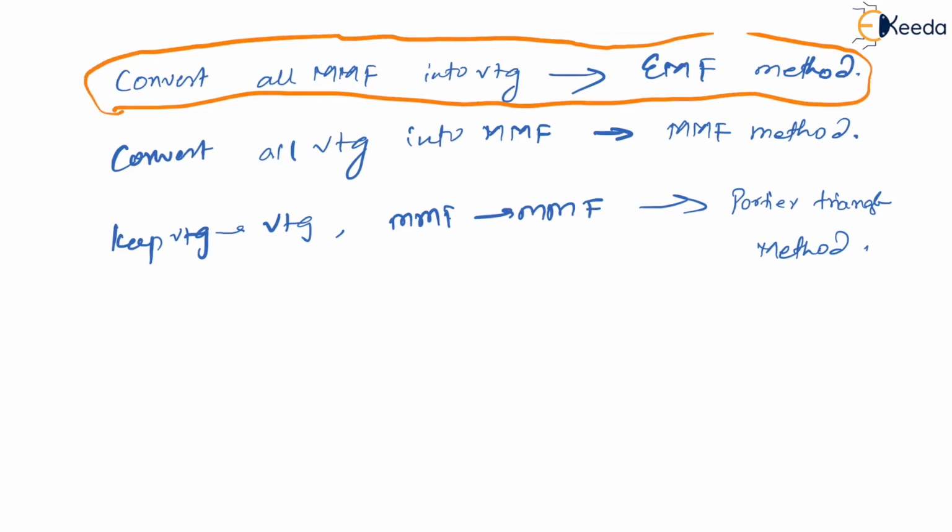Why? Because we know how to analyze things in voltages, correct? And another thing is, we actually don't know whether it is right or wrong. We'll try to see that later. But for the time being, let us try to understand what the EMF method is. Now, see, what is the reality?